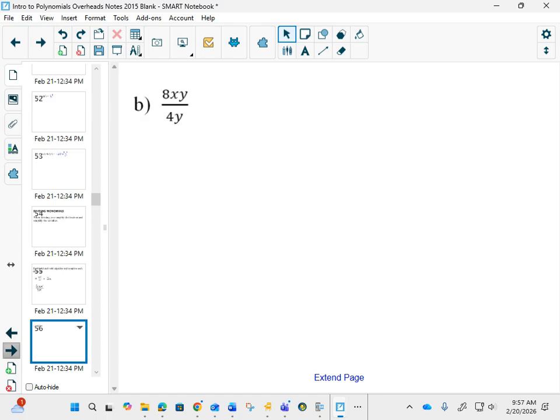Can you do 8 divided by 4? Yes, you can. You get 2. Do we have any variables the same? Yes. 2x. Cancel those out, and we just get 2x in the end.